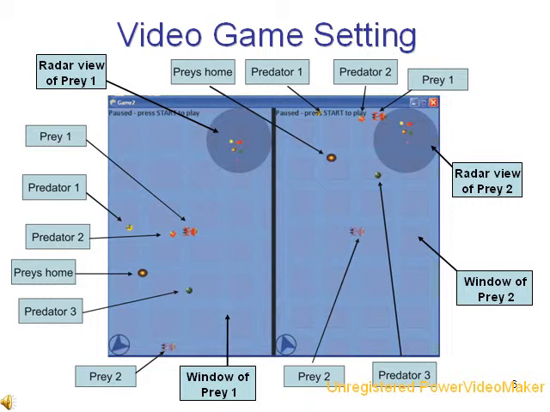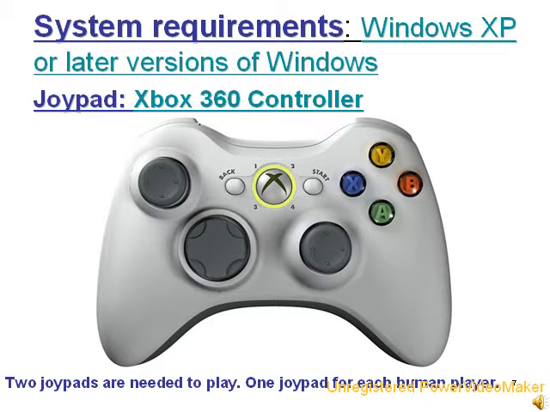This is the video game setting where you can see the preys and the predators, the radar view of the preys, and the window of the preys. The system requirements for this video game are Windows XP or later versions of Windows, a joypad, Xbox 360 controller. Now, 2 joypads are needed to play, 1 joypad for each human player.